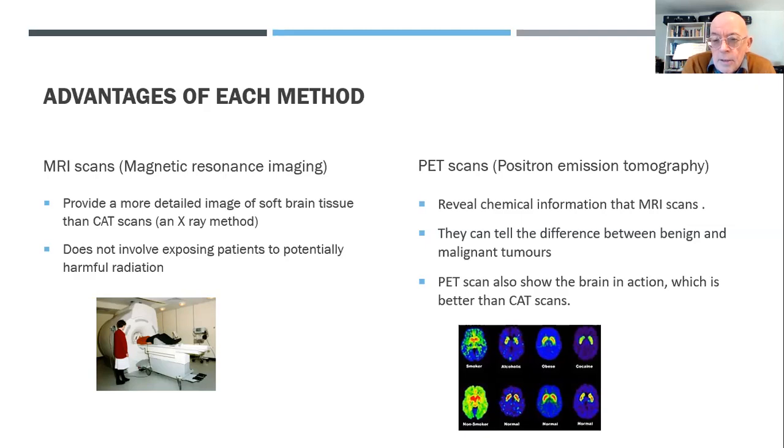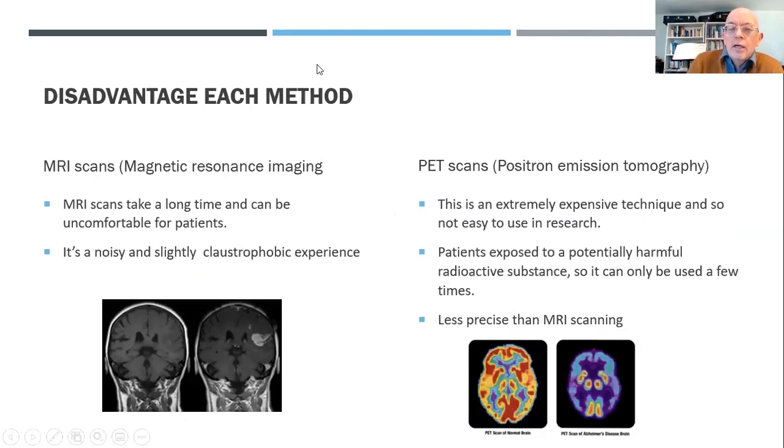Looking at PET scans now, because PET scans are actually tracking glucose going around, they're revealing chemical information about the brain that MRI scans can't. There's a mistake on the PowerPoint, I'll change that. So that's useful. That's telling us about chemical information, and they can tell the difference between, for example, benign and malignant tumors, between tumors that are dangerous and ones that aren't. And also, because they're showing the glucose activity in the brain, they're showing us the brain in action, which is better than what we would see in CAT scans, for example. Going to be downsides, of course.